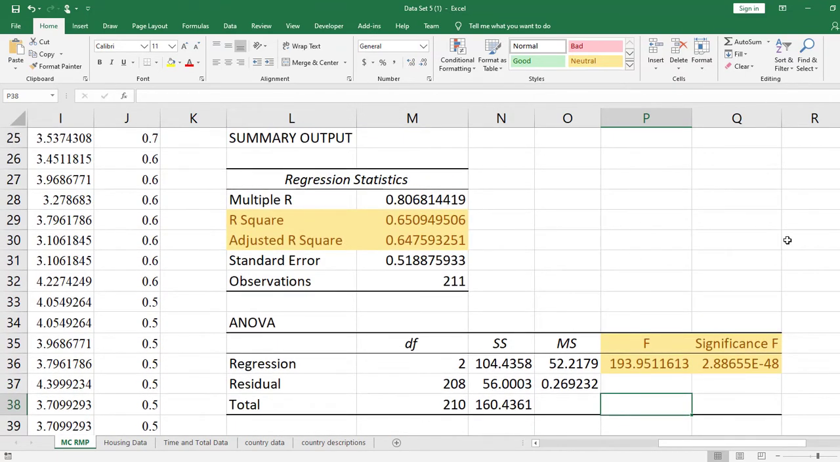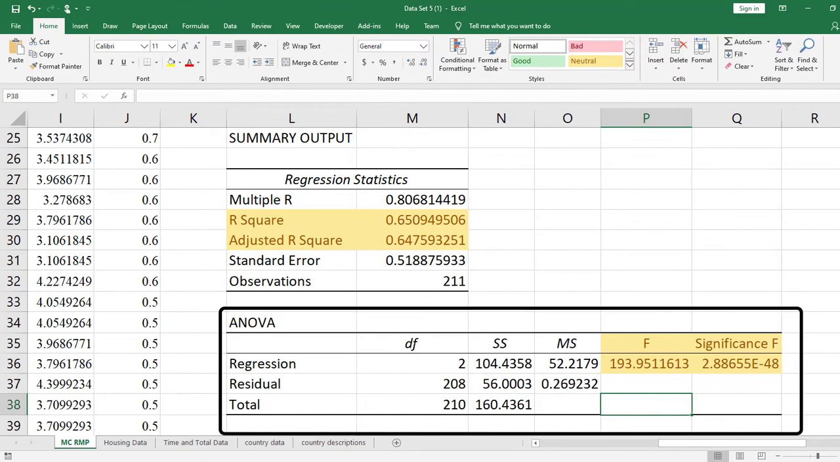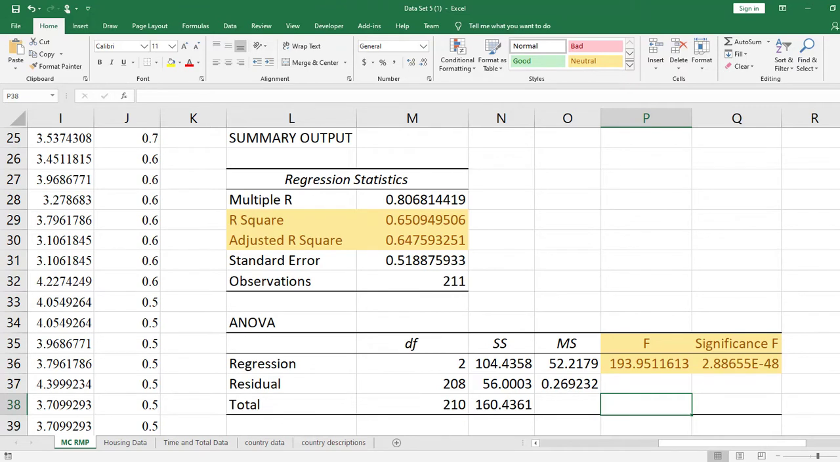But the first thing that Excel outputs is this stuff. This gives us an idea of the model as a whole. It includes R squared, adjusted R squared, F and significance F. Those are the four things we're going to be discussing today. The other stuff we'll probably reference, especially the ANOVA, that's that area right there. The analysis of variance is what it stands for, and it gives us a really good idea of the model as a whole. So let's actually start there.